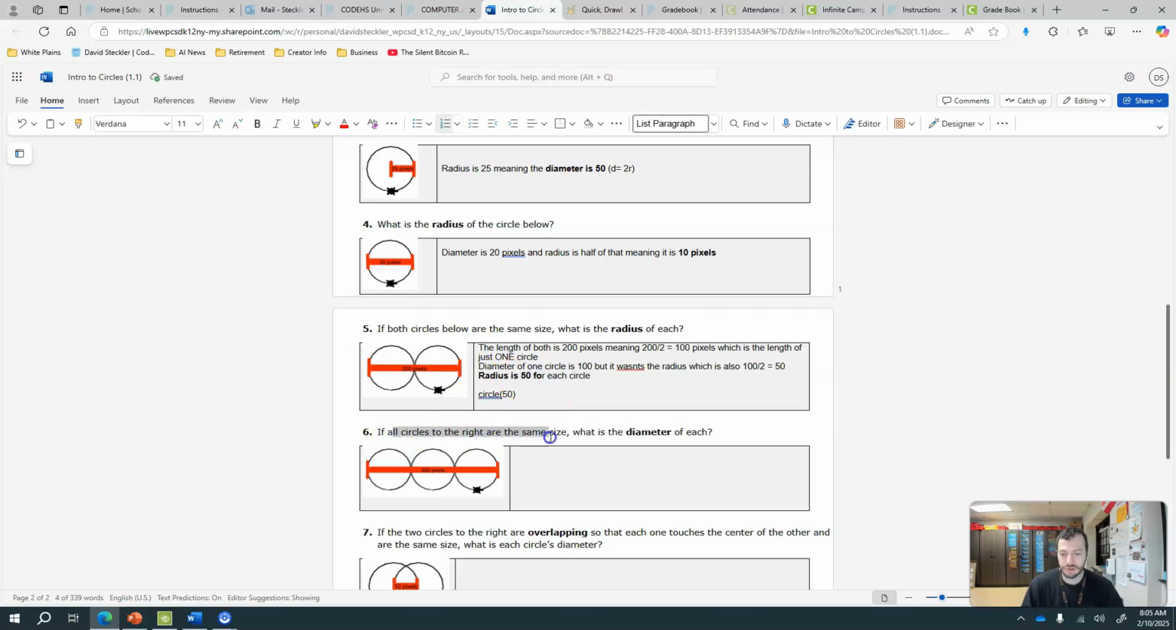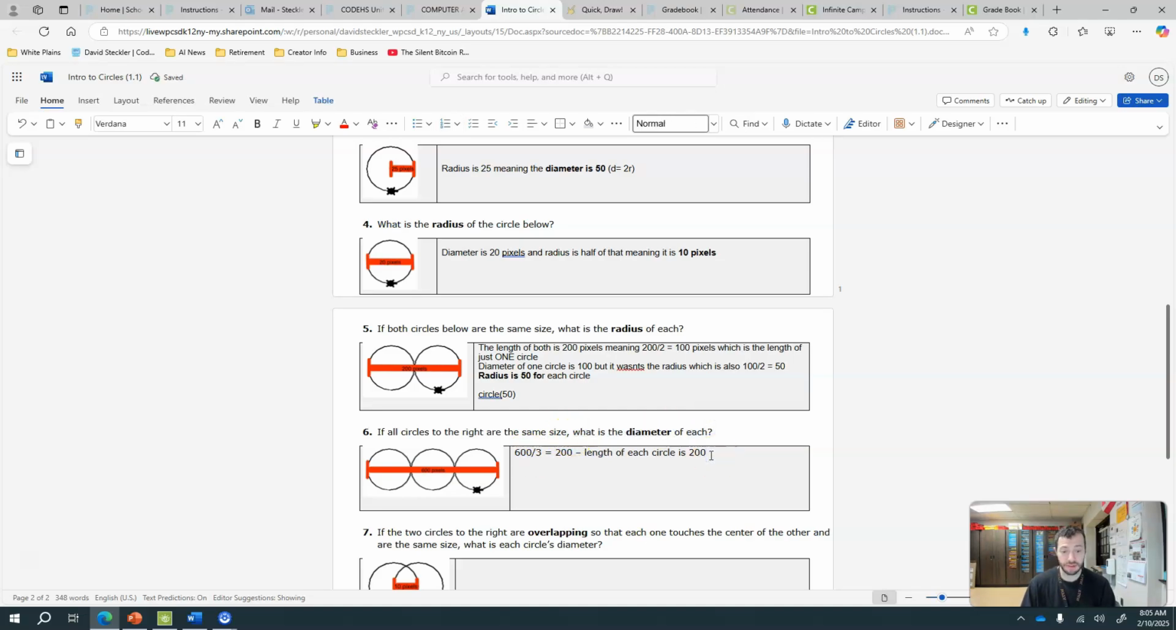If all the circles are the same size, what is the diameter of each? So this one's similar, where we can see the entire length is 600, meaning that we have 600 divided by 3, which is equal to 200. So the length of each circle is 200, and it asks, what is the diameter of each?